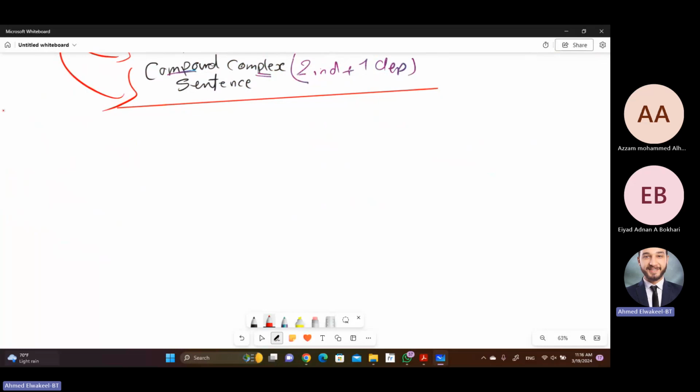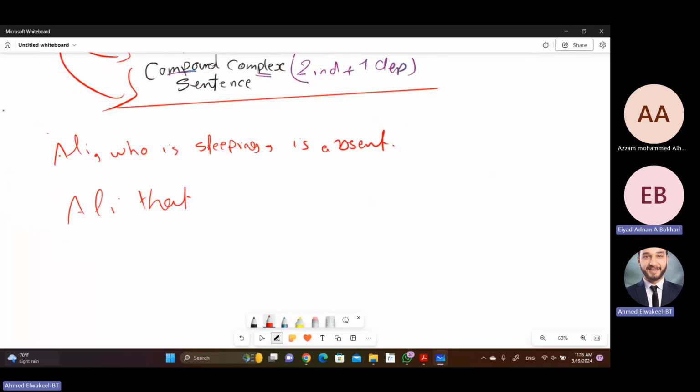When we add a relative pronoun, we have many relative pronouns like who, which, that, whom, all of these. Correct? If I say, for example, Ali, who is sleeping, is absent today. And I say the same sentence, Ali, that is sleeping, didn't attend. So simply, boys, the rule says what?